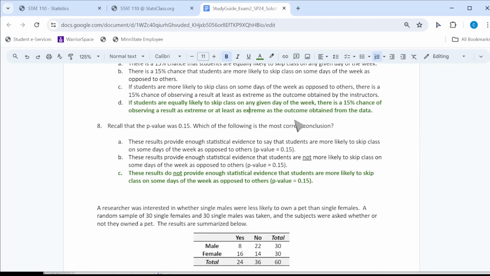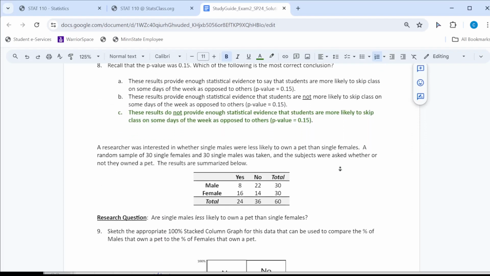Here's a conclusion statement. This one's a little bit easier because if the p-value is not less than 0.05, then I do not have enough evidence. So I'm just looking for the results do not provide enough evidence, and then I just have the research question stated there. So C is going to be the answer there.